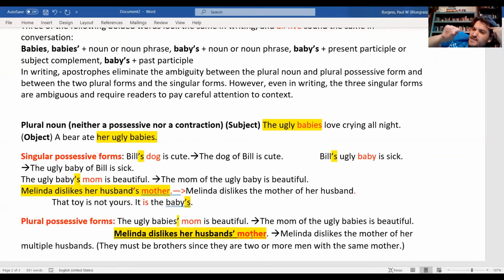In other words, Melinda has more than one husband, but those husbands have the same mother. And I'll give you a second to think about this one. What do we call men who have the same mother? I know, Mr. Paul. I know. Okay, yes. Brothers. That's right. We call them brothers. I miss being in the classroom, you can tell. That's why I'm talking to myself while I talk to you.